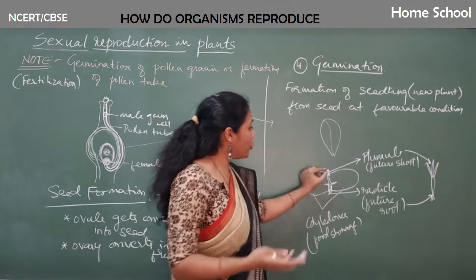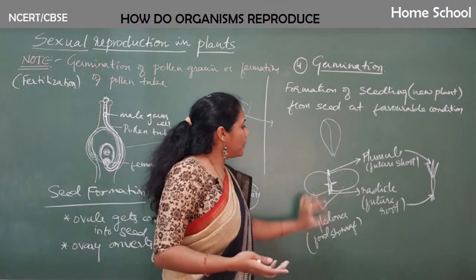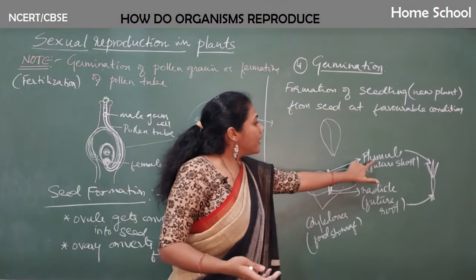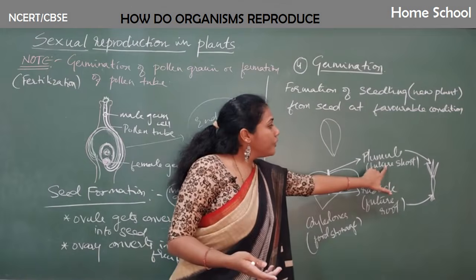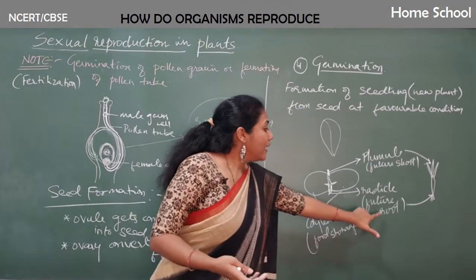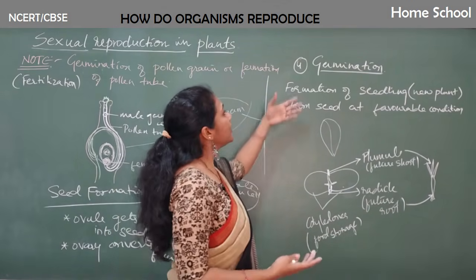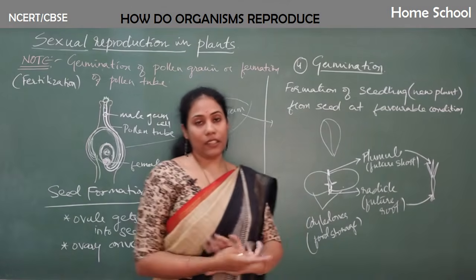The embryo has to grow. Initially it grows into a small topper part and a bottom part. See, the topmost part is what? Plumule. It will grow into the future shoot, and the bottommost part is called the radicle. It will grow into a future root. So this is how the germination of a seed can occur.